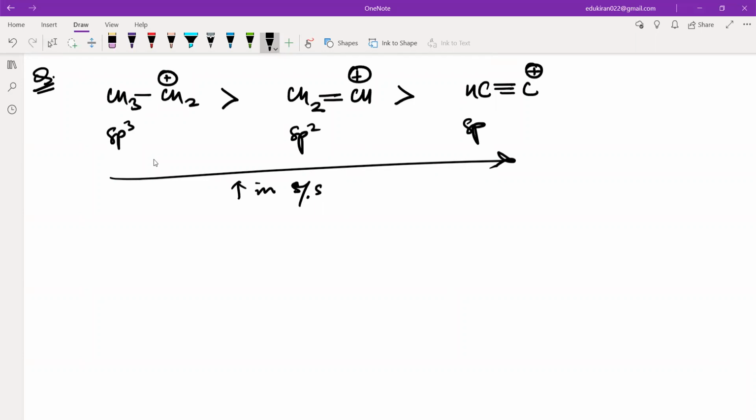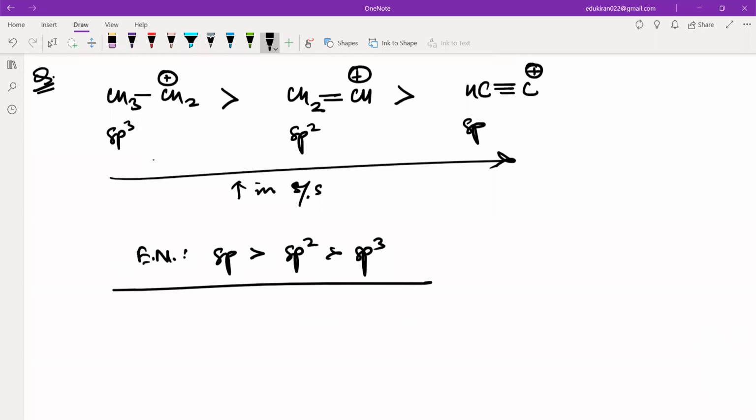And also we know the electronegativity: if I compare, sp is most electronegative, followed by sp2, and then we have sp3. So this is the electronegativity order of carbons with different hybridization.